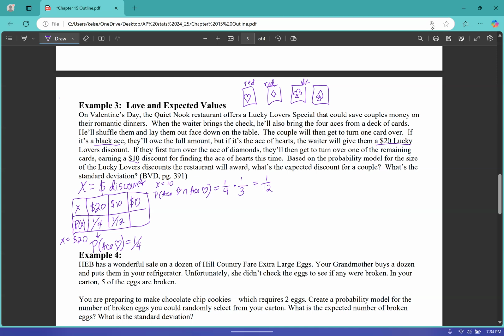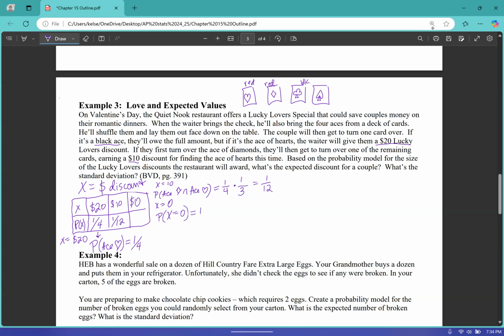Finally, what's the probability of getting $0? So x equals 0. That's the probability of getting anything but these other two cards, right? So let's see here. It's the probability of x equal to 0.